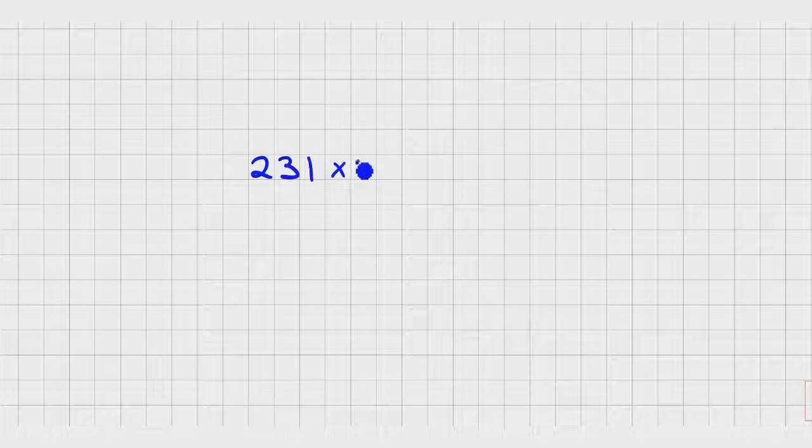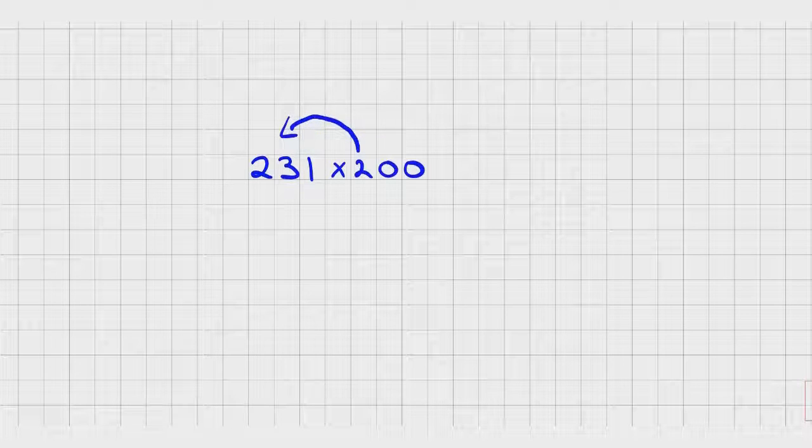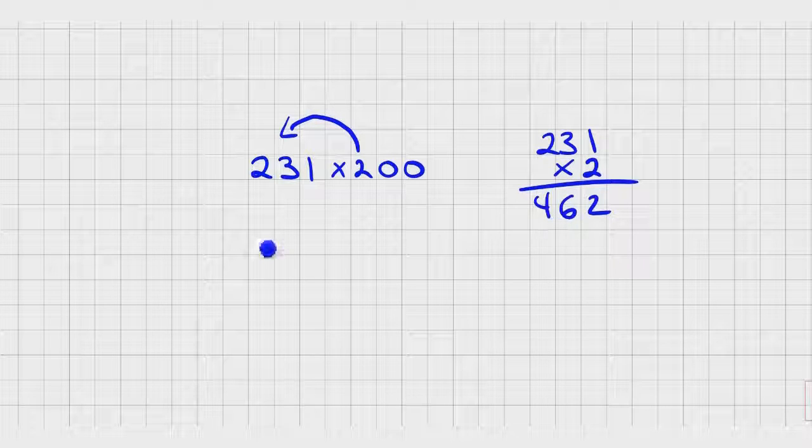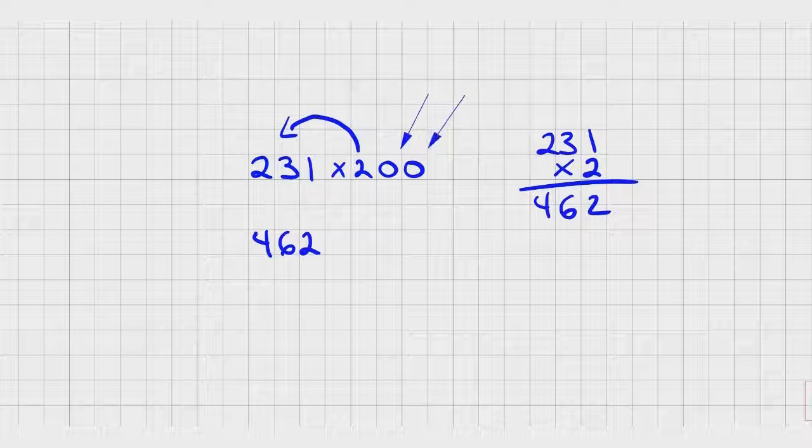We have 231 times 200. And I'm just going to say 2 times 231. Most of you should be able to do this in your head, but I just want to show you this really quick. 2 times 1 is 2, 2 times 3 is 6, and 2 times 2 is 4. So we get 462.